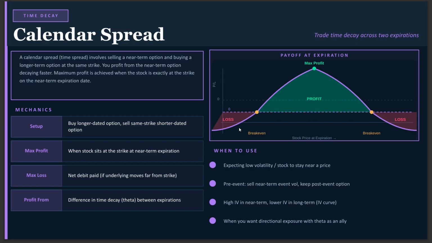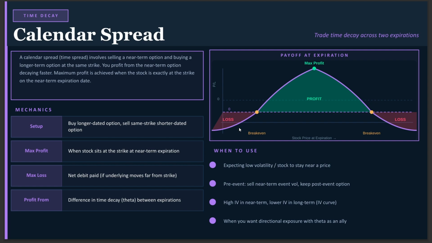It's really good for near-term high implied volatility and lower long-term implied volatility. Basically, when you have implied volatility that you think will have a lower curve, or if you think implied volatility will be lower in the future, then calendar spreads are good for you.